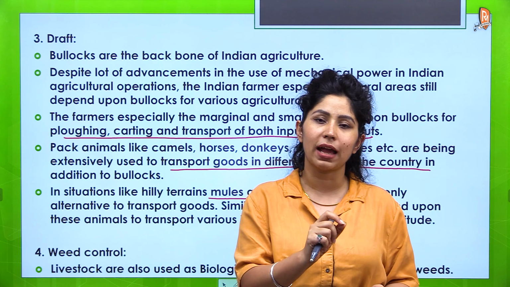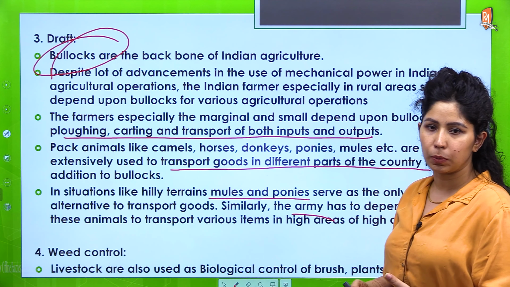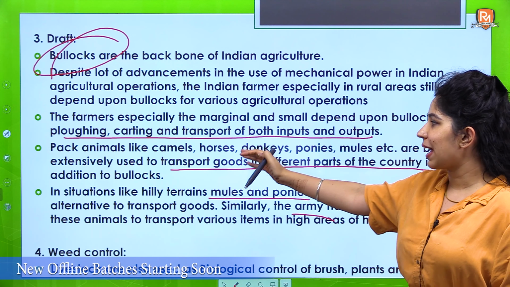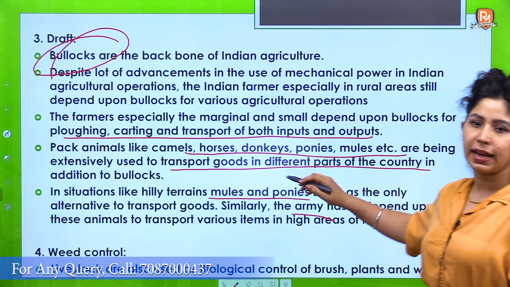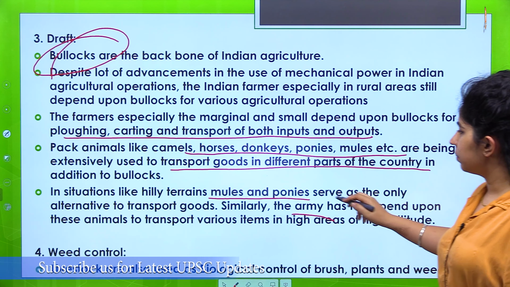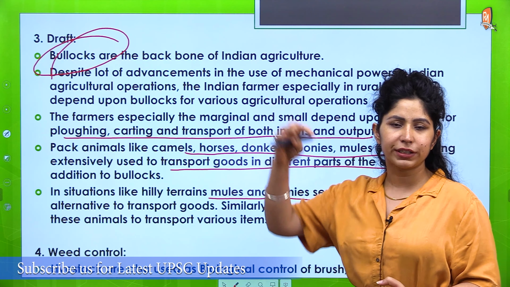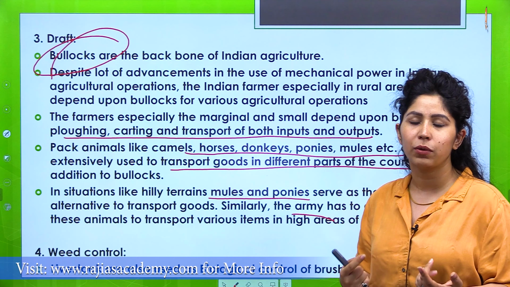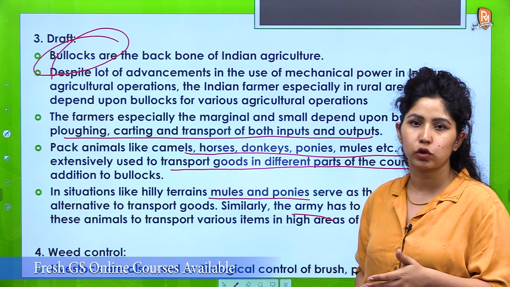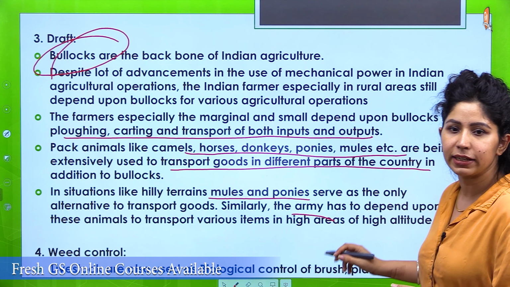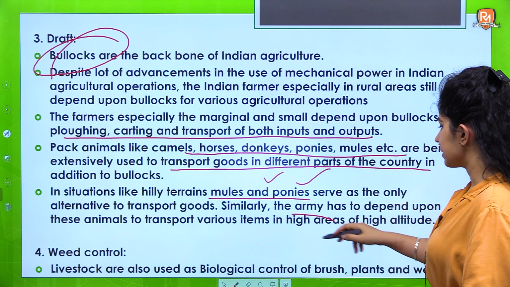The role of bullocks: they can be used for plowing, carting and transport of both inputs and outputs. And then you can talk about pack animals like camels, horses, donkeys, ponies, mules, etc., which still play a role in the rural economy for transporting goods in different parts of the country. And there are high altitude locations also. There are many religious places or army establishments where carrying goods through normal vehicles is not possible. India has all kinds of geography, all kinds of terrain. In that kind of terrain, we need mules and ponies.